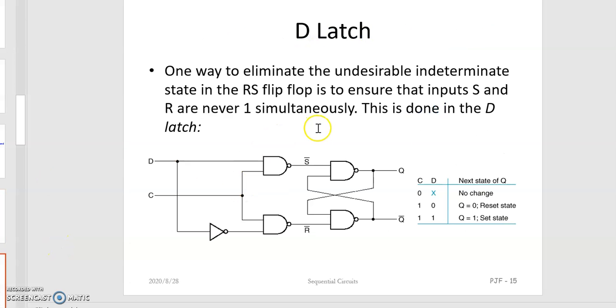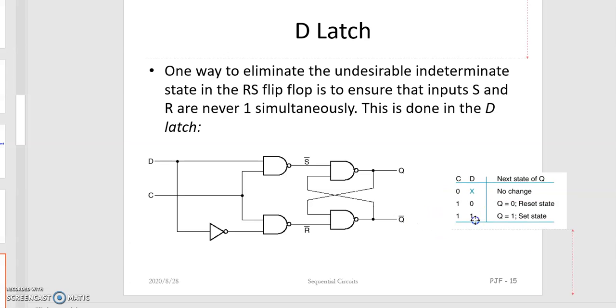And the next one is the D latch, which can be referred to as the data transfer latch. Whatever D value you are supplying, the same D value you will get as the output. The analysis procedure is the same. Here if C is equal to 0, we won't get any change in the output. If C is equal to 1, then only we have to check what D value we are supplying. If C is equal to 1 and D is equal to 0, we will get the output value as 0. If C is equal to 1 and D is equal to 1, we will get the output as 1.